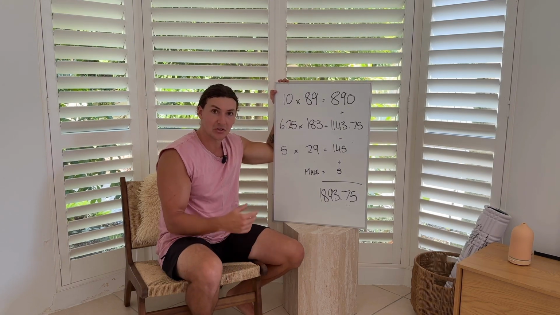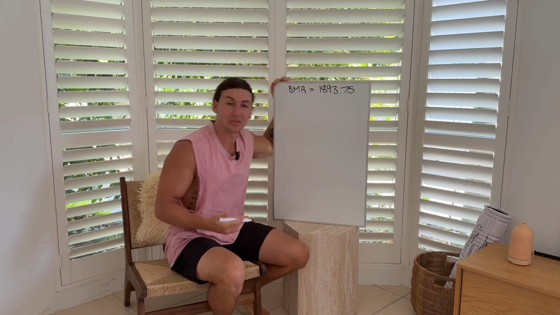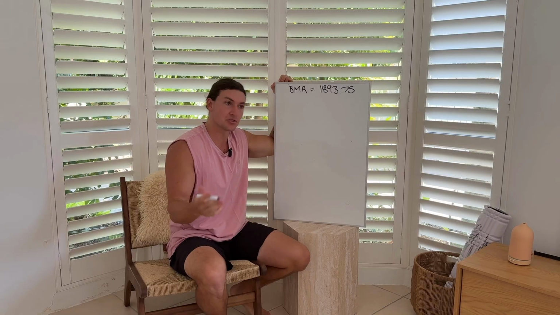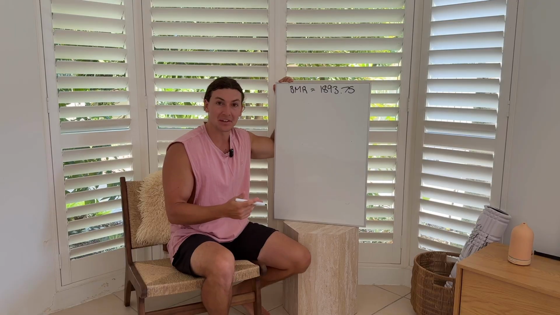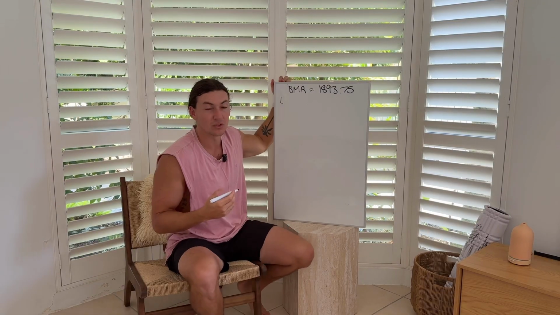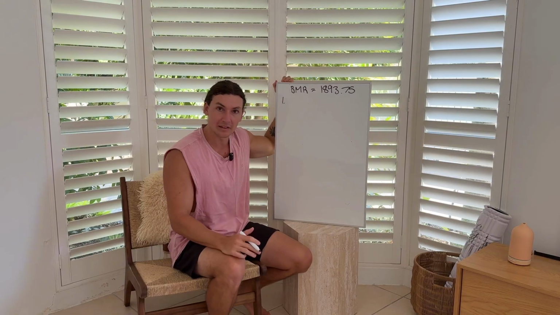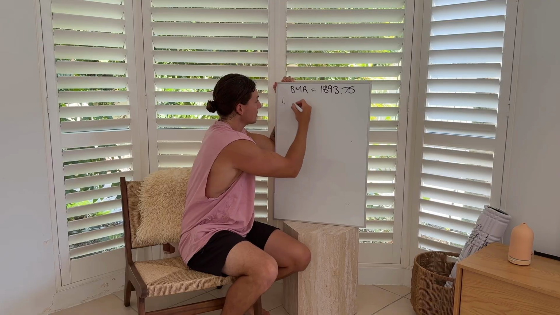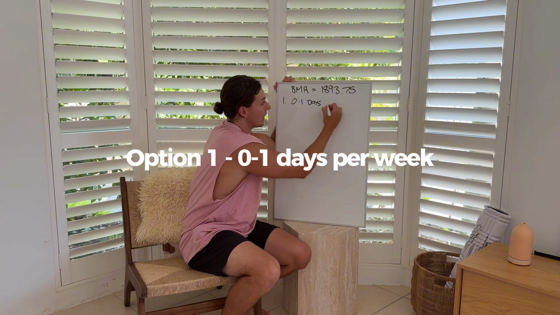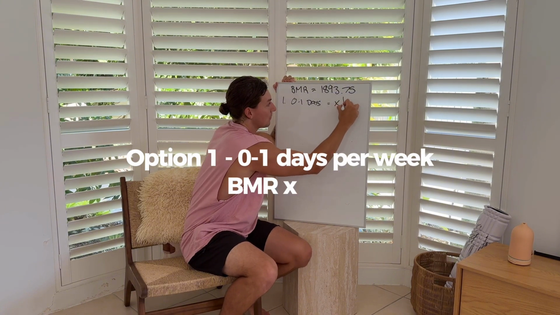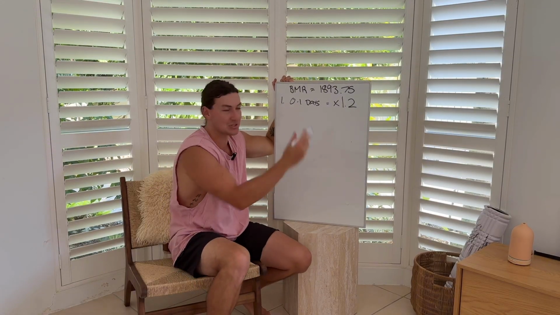Next, we're going to figure out how much you need to add on based on your activity level. There are 5 options, so just choose which one best suits you. It doesn't have to be exact, but the more accurate you can be, the better. First one is if you do little to no exercise. If you just go to work, come home, you don't go for walks, you don't do anything, 0 to 1 days per week, you're going to times that number up the top by 1.2. So it's only going to add on 0.2, so 20%.